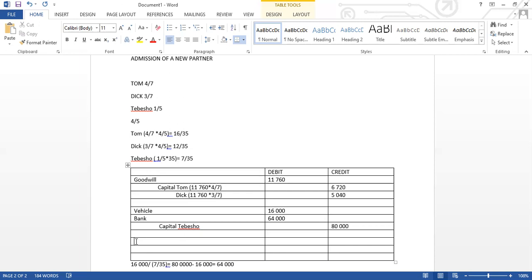Okay. So let's read the question again. We are told that Tebesho will contribute a vehicle of the value. Debtors are revalued at 55,400 after the admission of Tebesho. So the first thing that we need to look at, we said that it's a loss. It's a loss of how much? 12,600. It's a loss of 12,600, right?